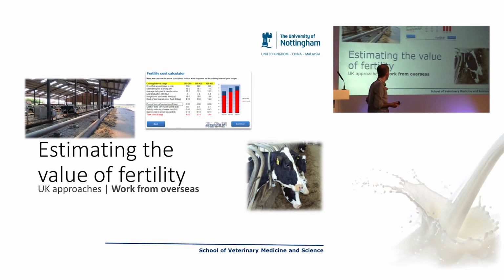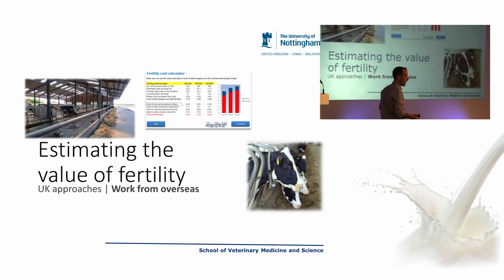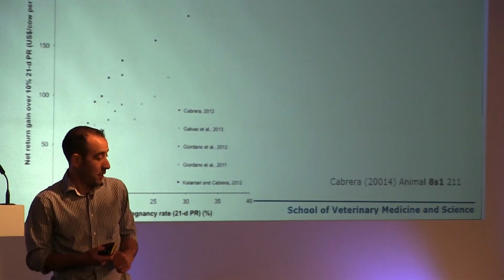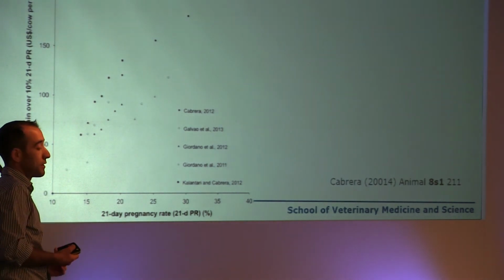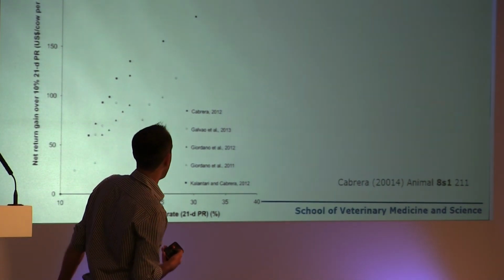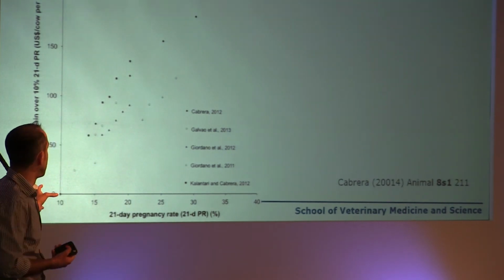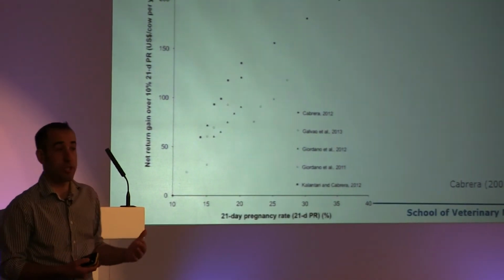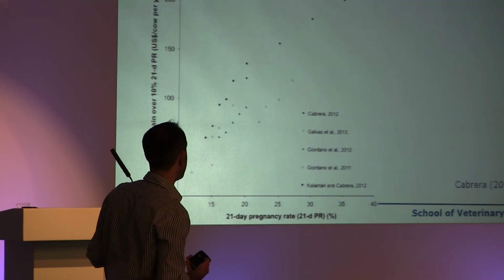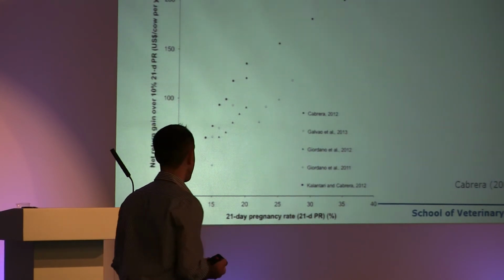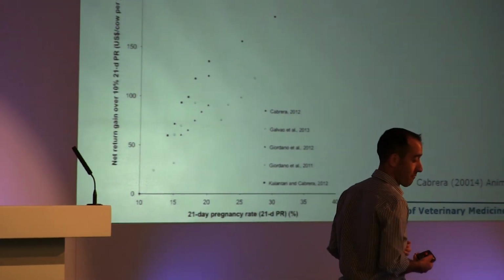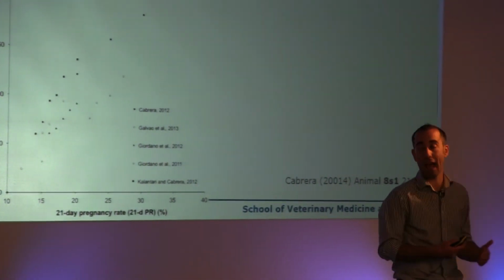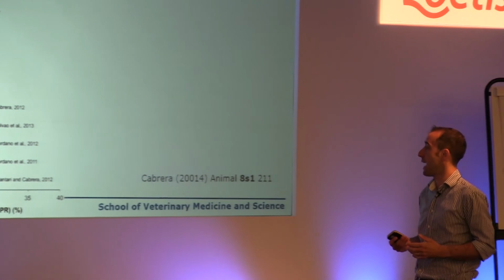Just going to finish off by briefly looking at some work from overseas. So there have been lots of other more recent studies that have looked at this and resulted in some nice publications. The North American approach to this generally is to try and allocate a value to every unit on 21-day preg rate. So for every extra percentage that you put on your herd's 21-day preg rate, they've tried to allocate a unit cost to that.